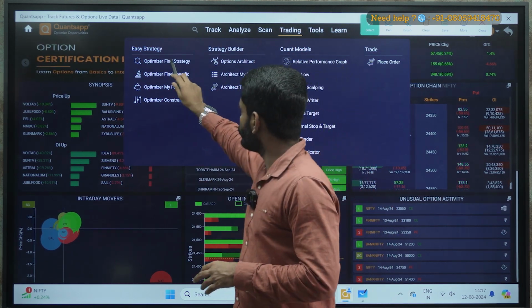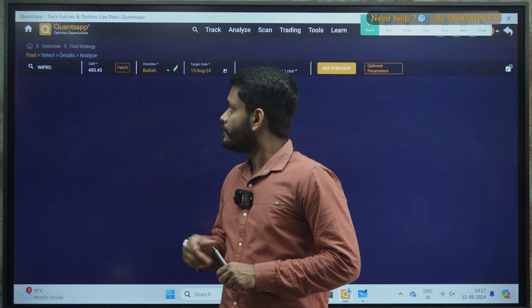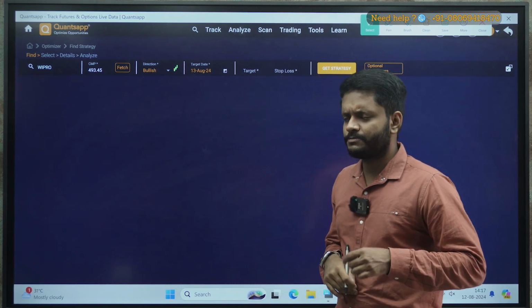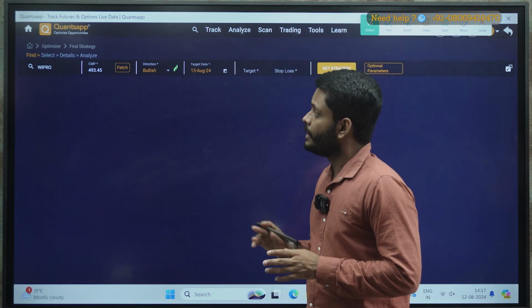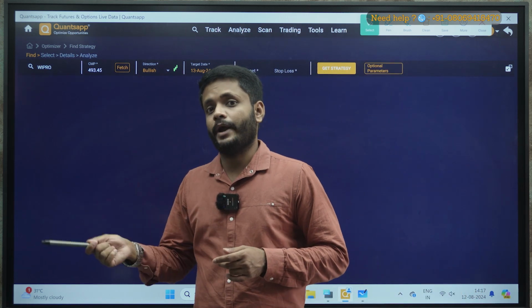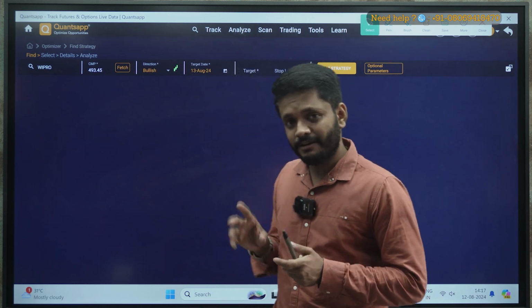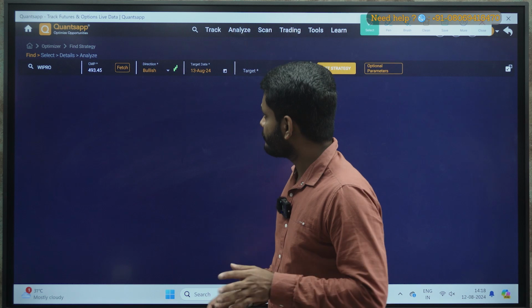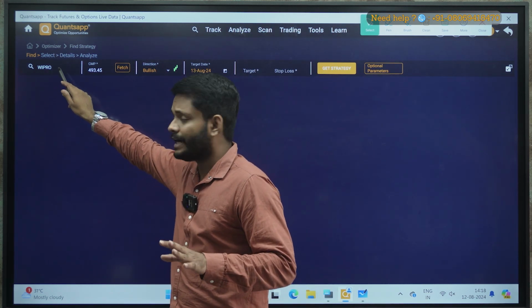So this particular tool will help you to resolve your problem of finding the proper strategy. Go to trading, go to optimizer, find strategy. Here all you have to do is feed the system with your views based on open interest, based on technicals, whatever is your view. It will give you the 5 best strategies. You can pick any one strategy based on risk reward. Now I haven't analyzed anything. Randomly I am taking Wipro.